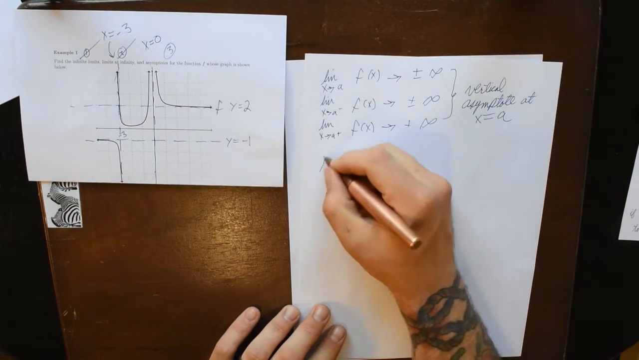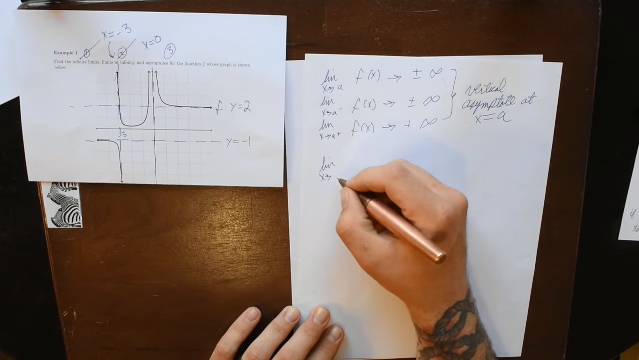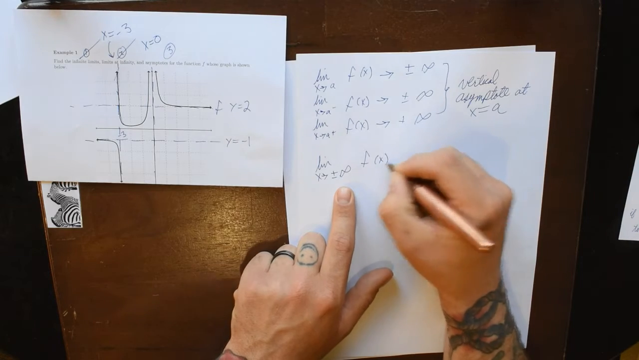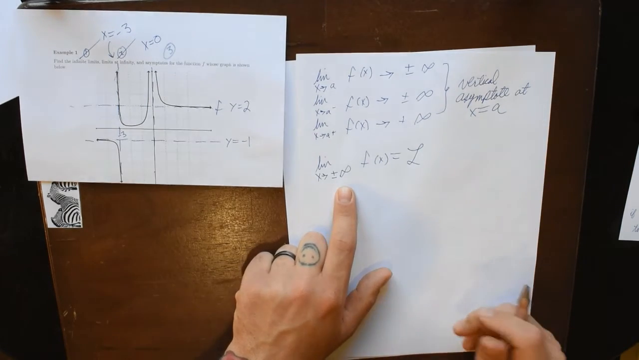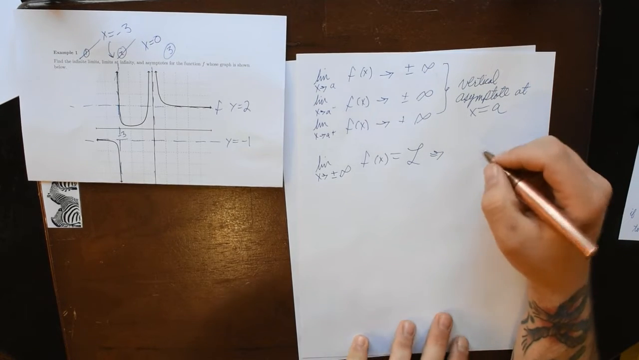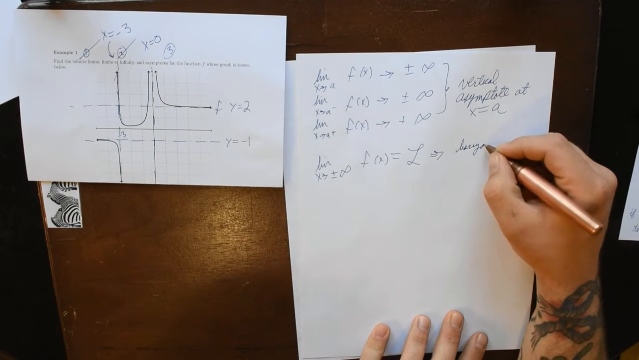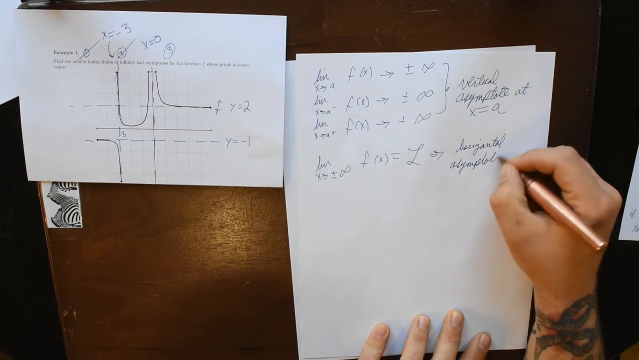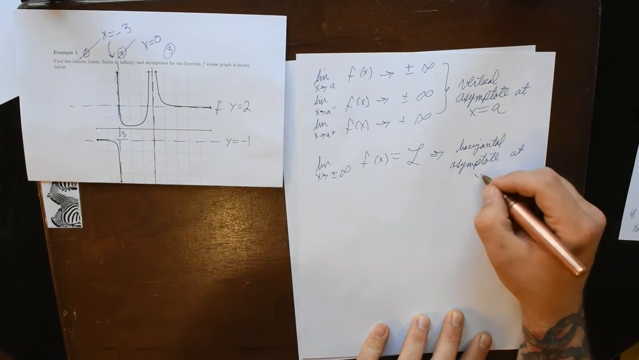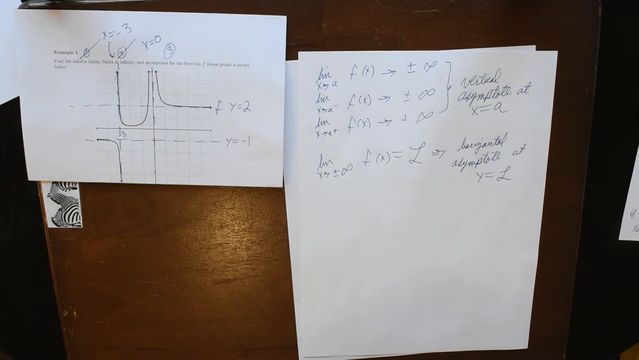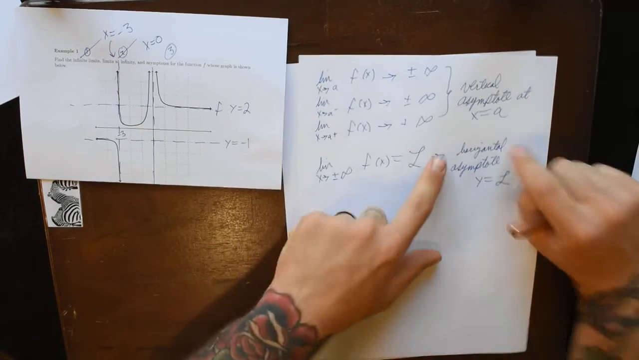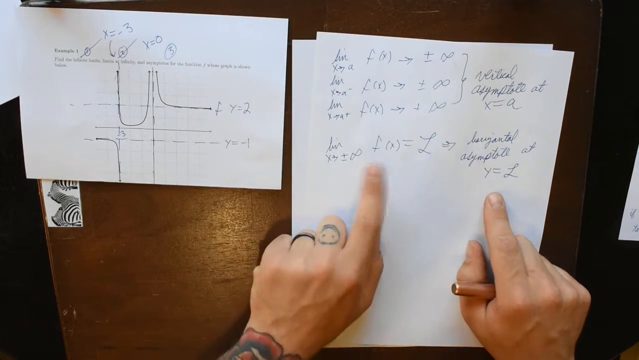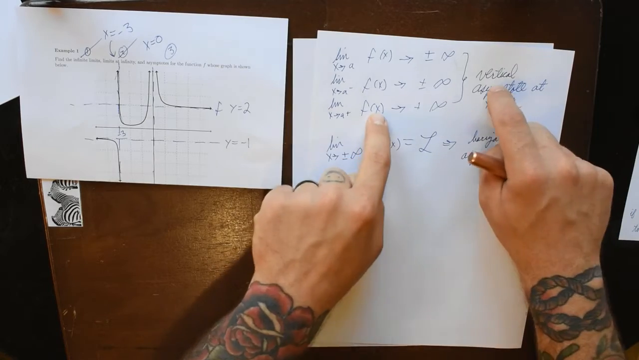If we have a limit as x approaches either positive or negative infinity of some function, and if that is equal to some number L, then that tells us that we have a horizontal asymptote at y is equal to L. So, we're going to ask you guys a lot about horizontal asymptotes and vertical asymptotes. That's trying to get you guys to make this connection that limits and asymptotes are directly related.